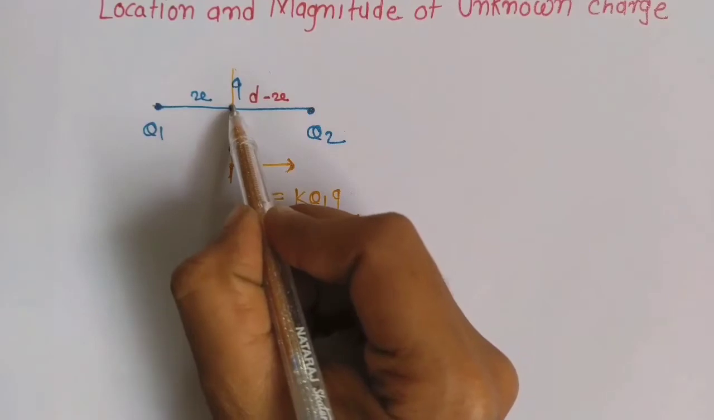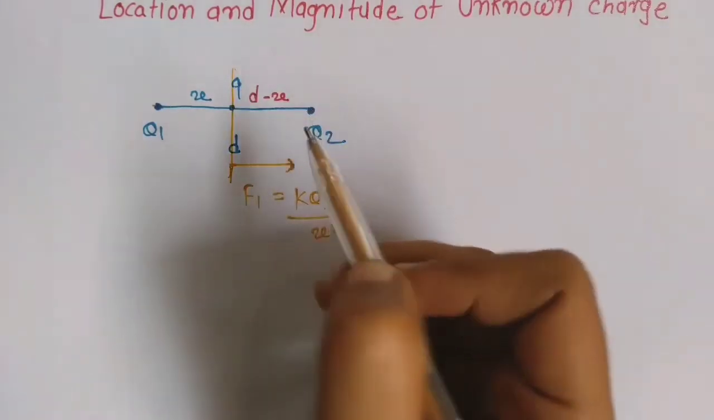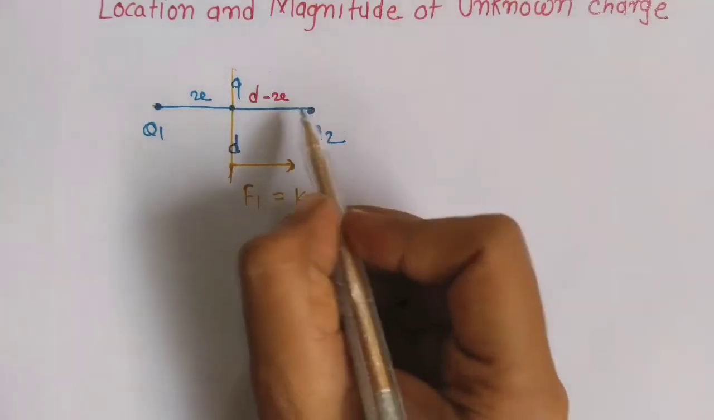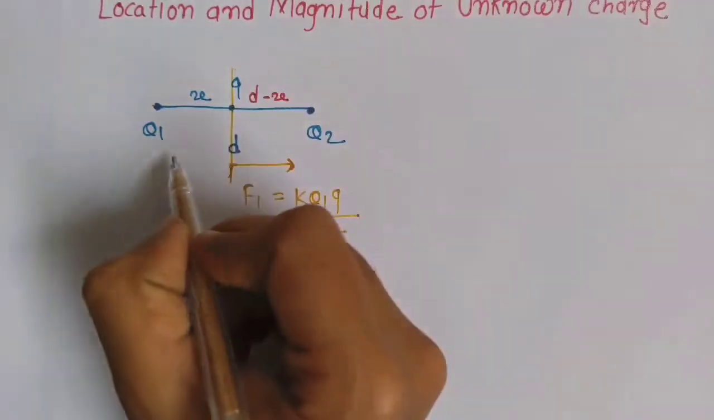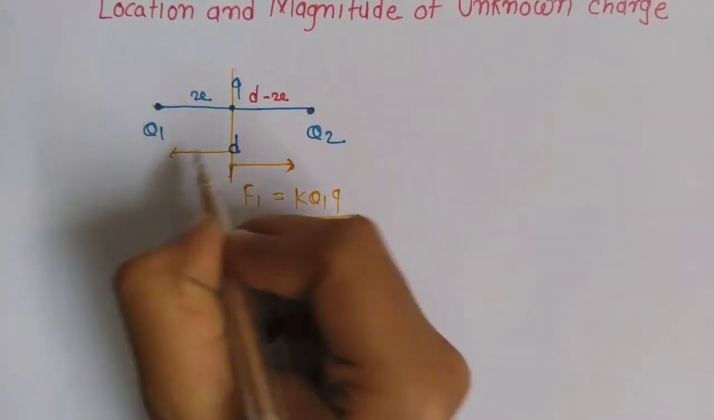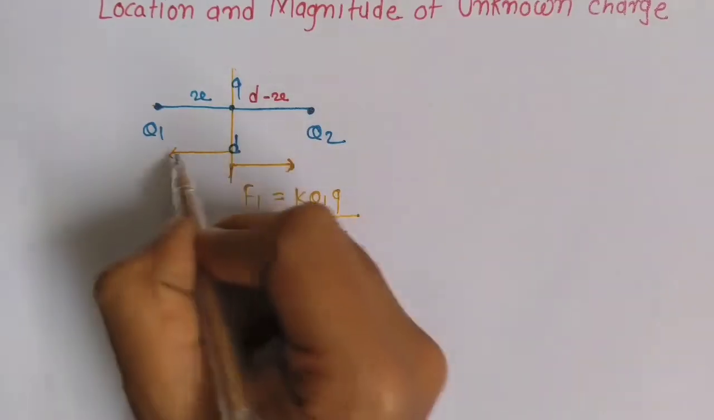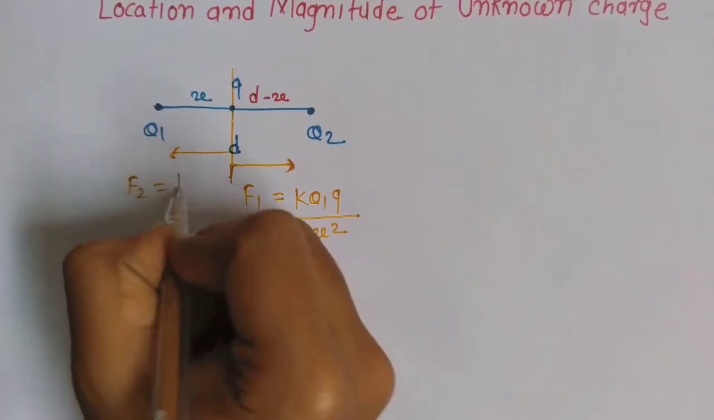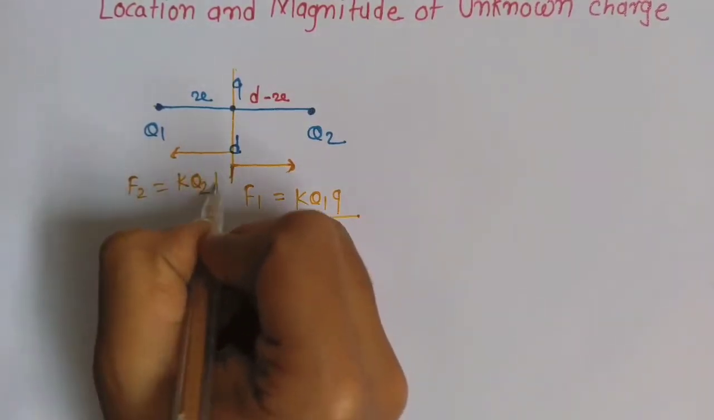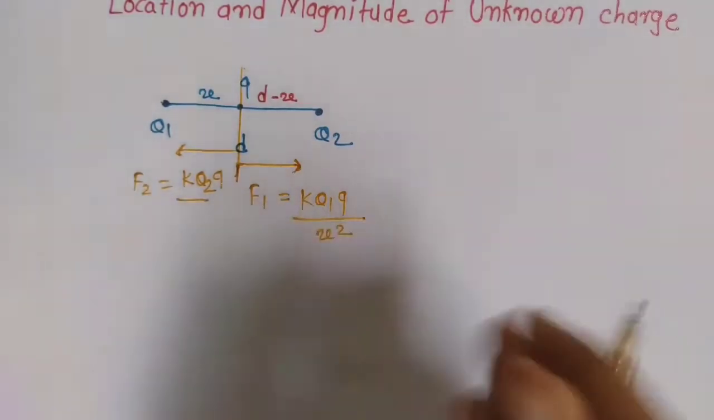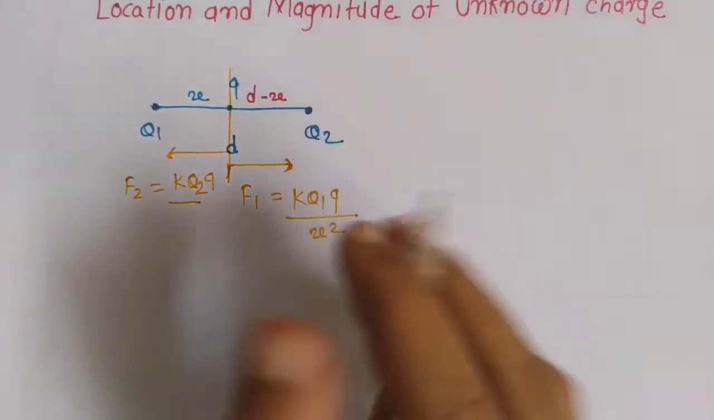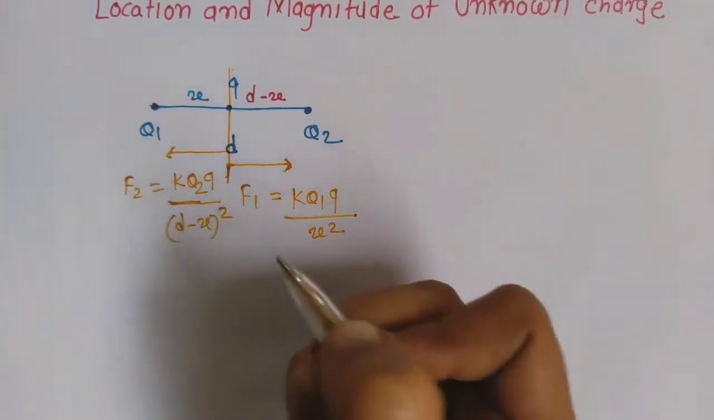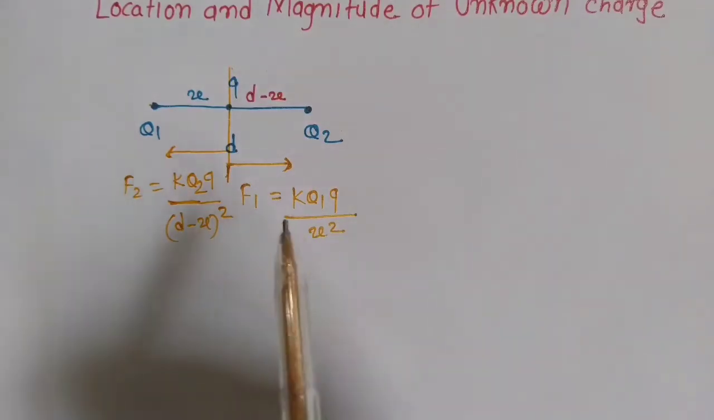Similarly, the force on charge Q due to charge Q2: both charges are positive, so they repel each other, and the direction of the force is away from charge Q2. That's why it is in this direction. So F2 is equal to K Q2 Q upon the distance between them, which is D minus x, that is D minus x square. This is our F1, this is F2.